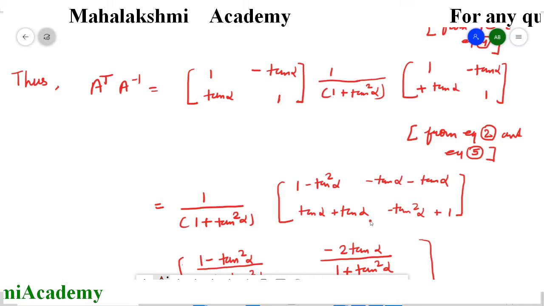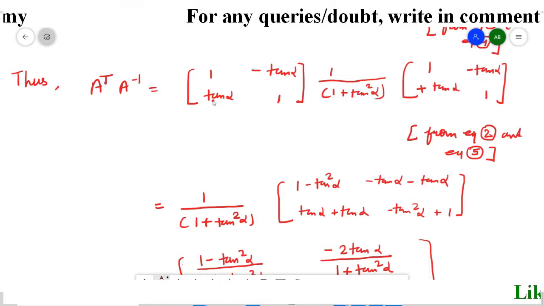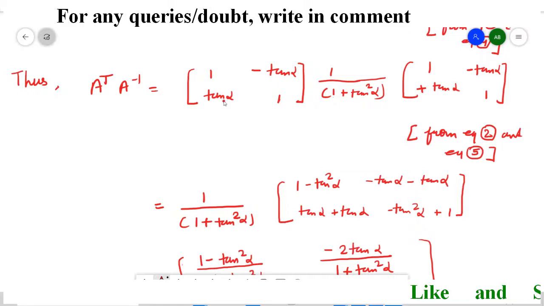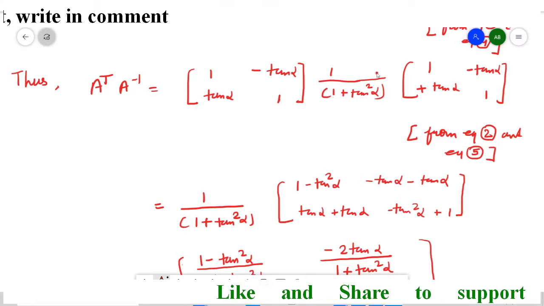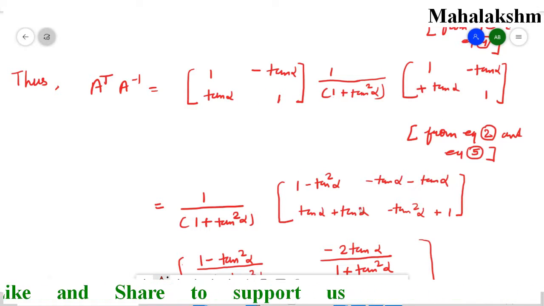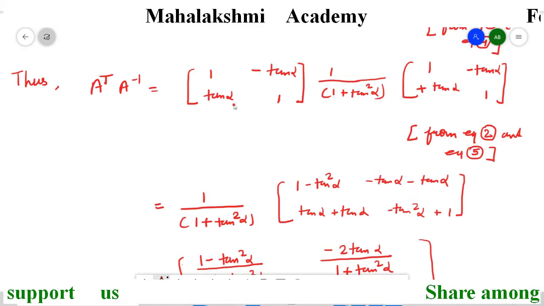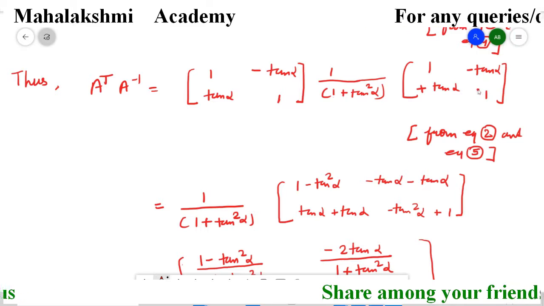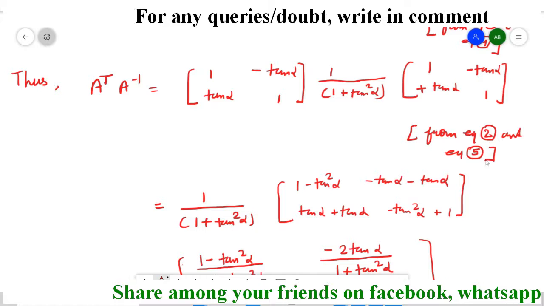Now same way, this is our second row. So the second row entries you will get from the second row of the first matrix. So second row multiplied by the first column. So 10 alpha multiplied by 1 is 10 alpha. Then 1 multiplied by 10 alpha is 10 alpha. The second row multiplied by the second column. So 10 alpha multiplied by minus 10 alpha is minus 10 square alpha. Then 1 multiplied by 1 is 1.